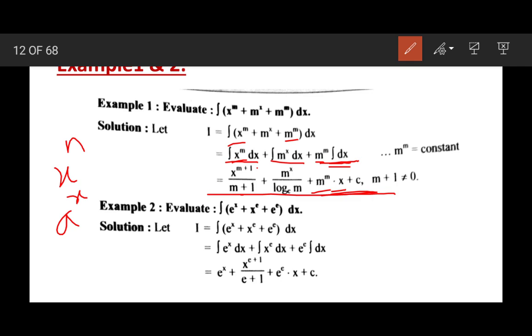Similarly, the second sum: integral of e raised to x plus x raised to e plus e raised to e. First we are going to split the terms. We can write this as the integral of e raised to x dx plus the integral of x raised to e dx plus the integral of e raised to e, a constant. We'll take it outside, so e raised to e into the integral of dx. Now the integral of e raised to x is e raised to x. The integral of x raised to e is x raised to e plus 1 upon e plus 1. Then e raised to e as it is. The integral of 1 is x plus c. So this is the second answer.